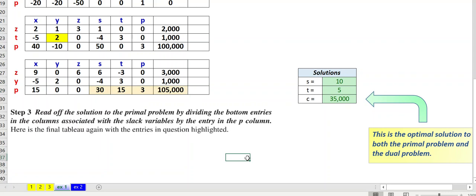All right, I'm going to make a couple of other videos. One video is going to be just about creating the dual, and the other video is going to be just about interpreting the final table to find the solutions.